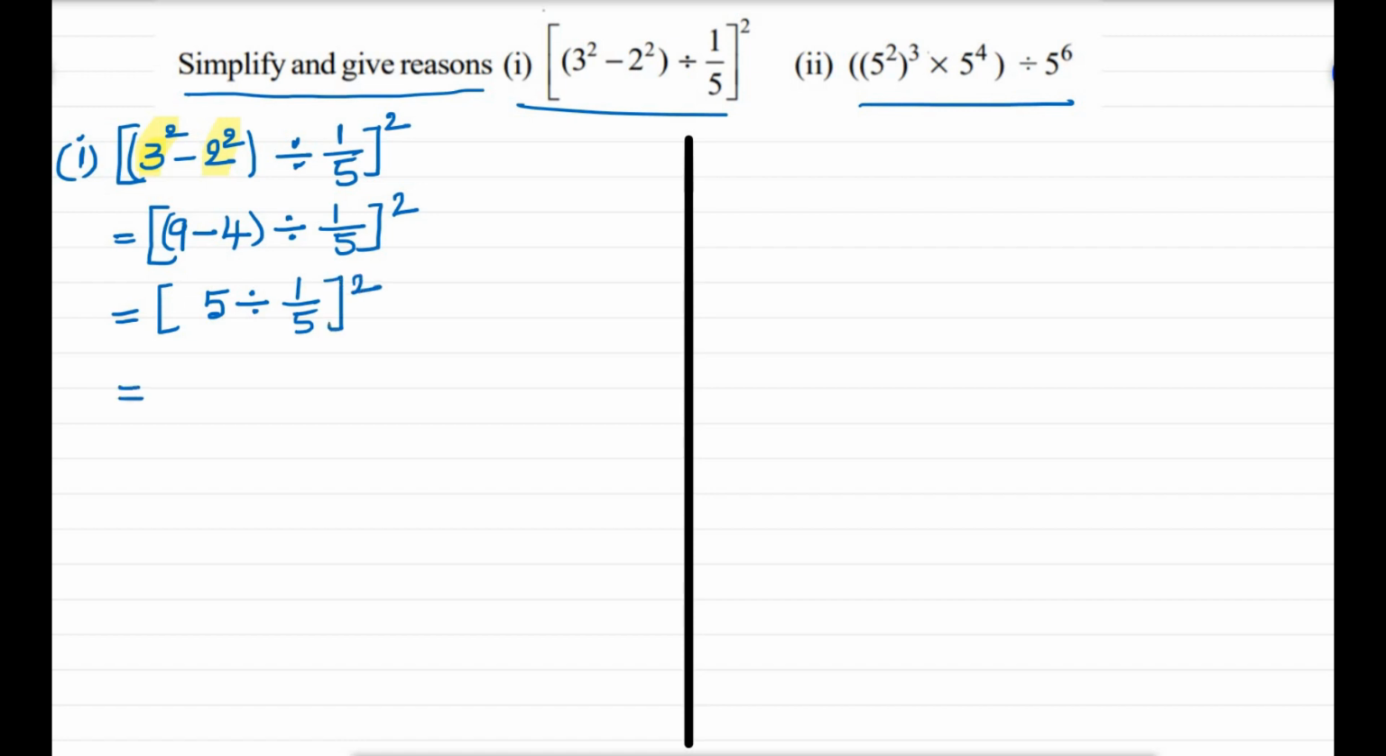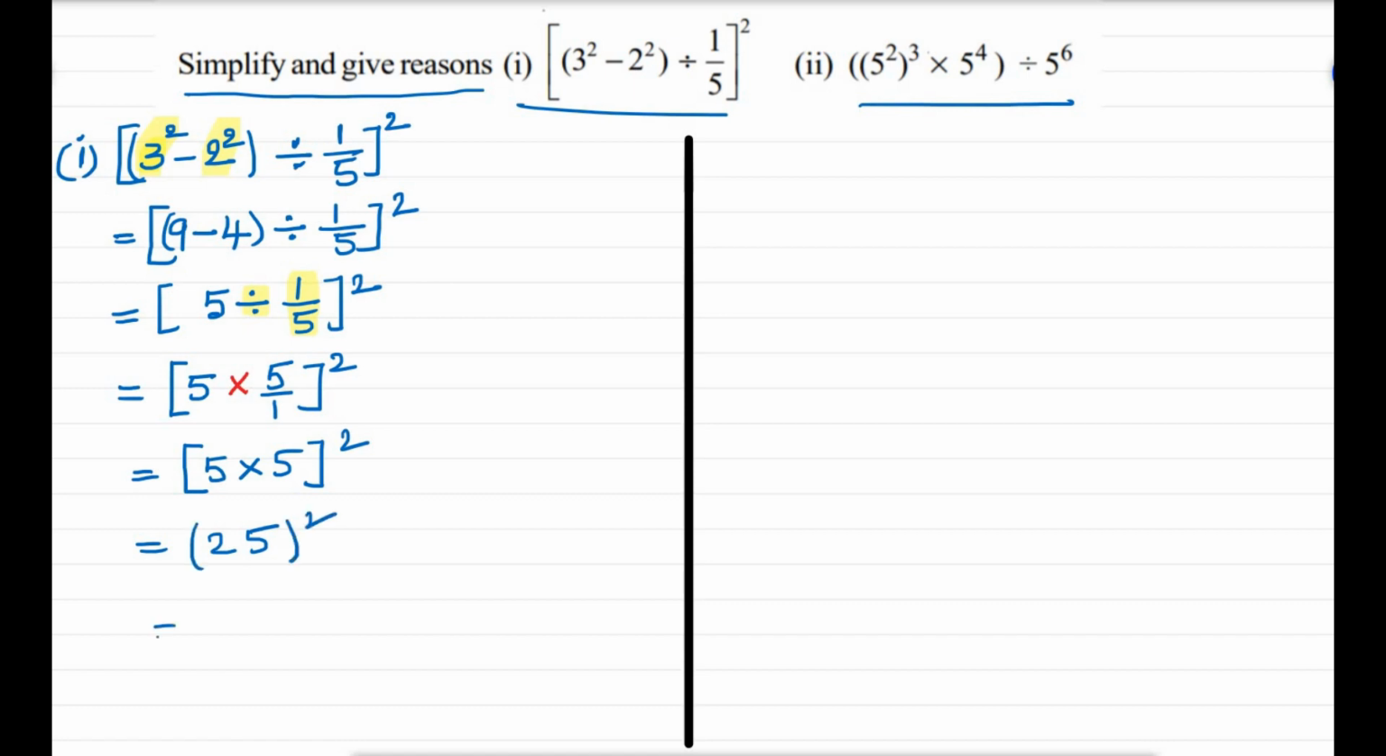Now inside the bracket, what I am going to do is, square bracket of 5. This division symbol, if I replace it with into, then the fraction 1 by 5 has to be reversed. We have to write the reciprocal of this one. So we can write it as 5 by 1, the bracket of whole power 2. So that is equal to square bracket of 5 into 5 by 1 is 5, whole power 2. 5 5s are 25, and 25 whole power 2.